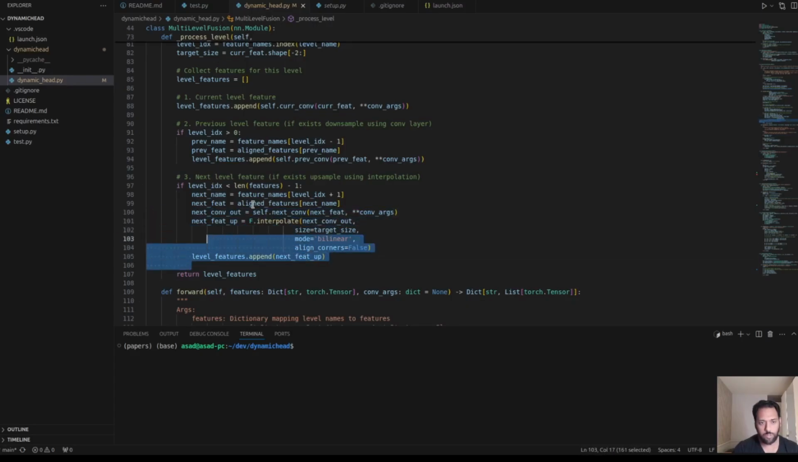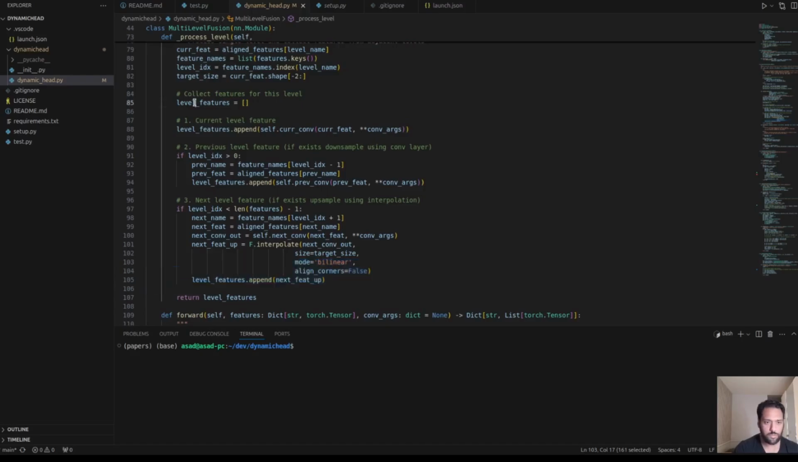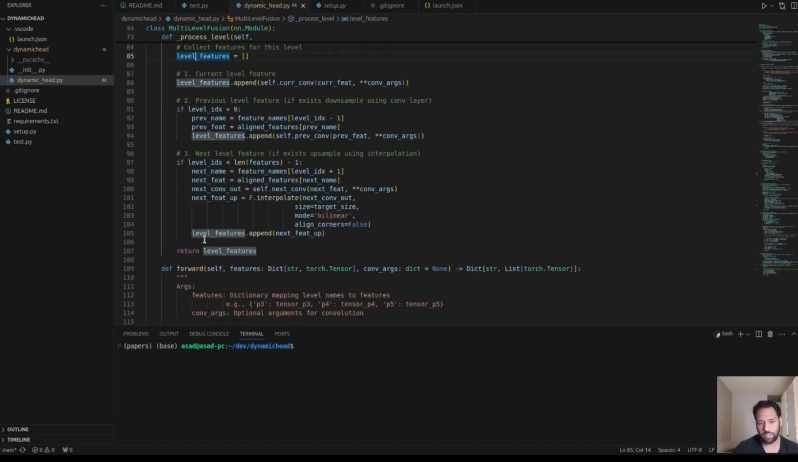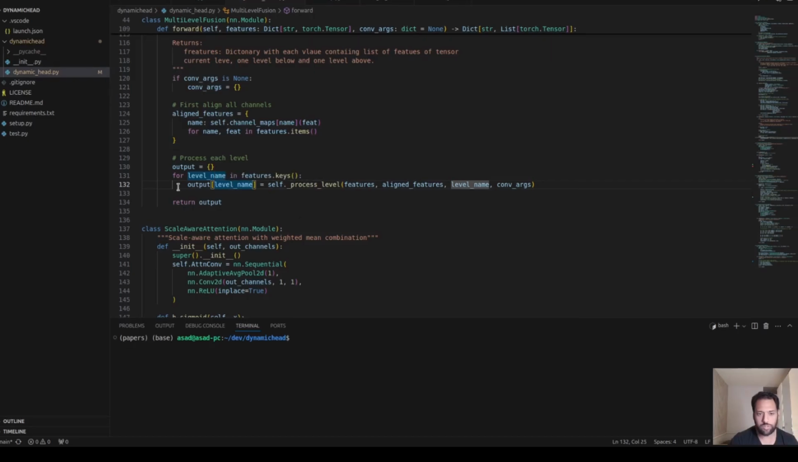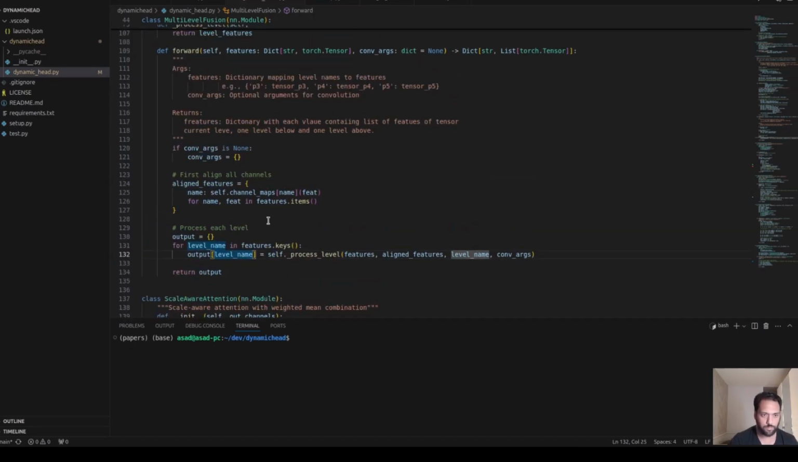and we append all of them into the list. So first the current feature level goes to the list, then the previous goes to the list if it exists, and then the next goes to this list if it exists, and then it is returned as a dictionary. So the output dictionary has the same keys as the input dictionary, but the output features for each of them are a list of feature channels.